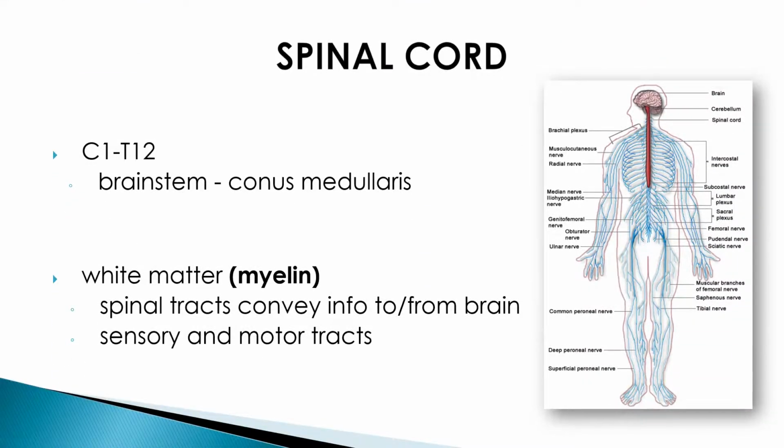The spinal cord runs from C1 down to T12, from the brainstem where it terminates to the conus medullaris, right here. It consists of white matter, and it's white because the nerve fibers are encapsulated by myelin, and it has a white appearance. These are the spinal tracts that convey information to and from the brain. These are the sensory and the motor tracts.